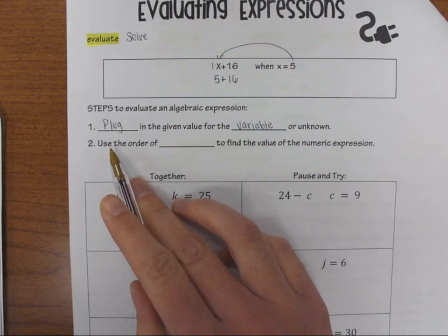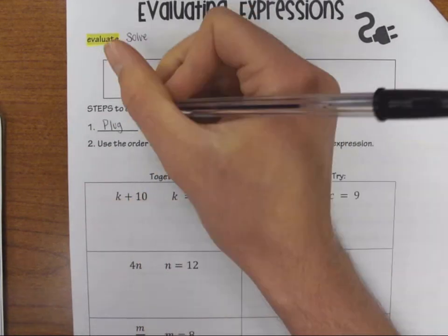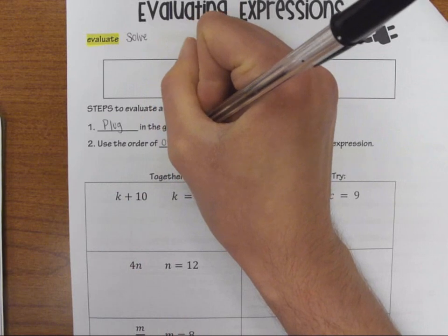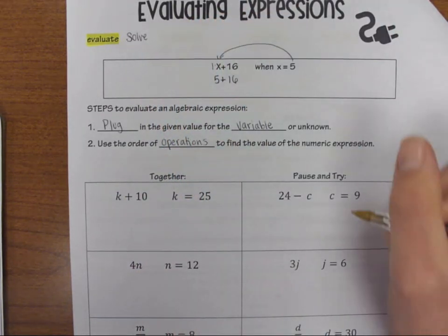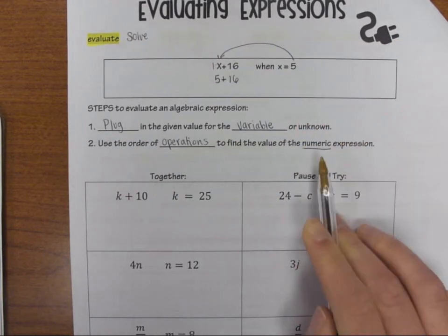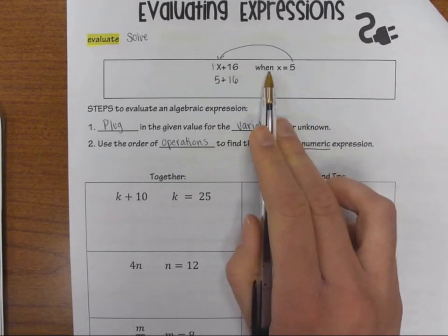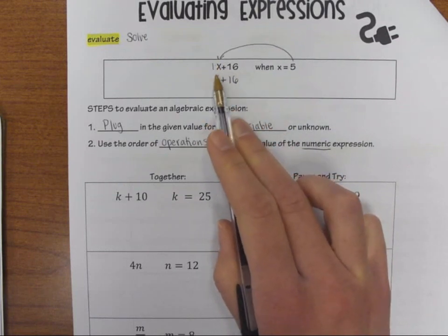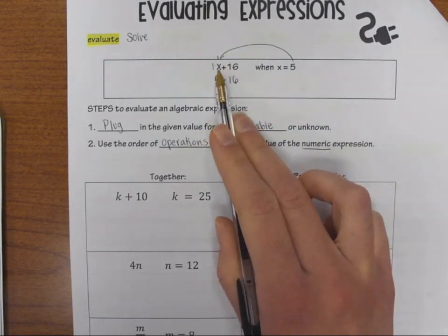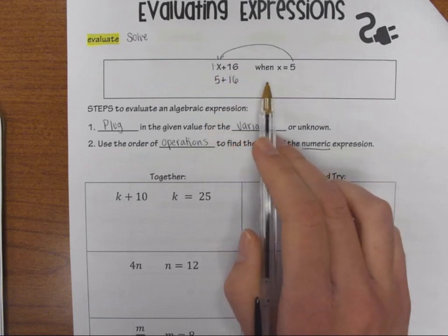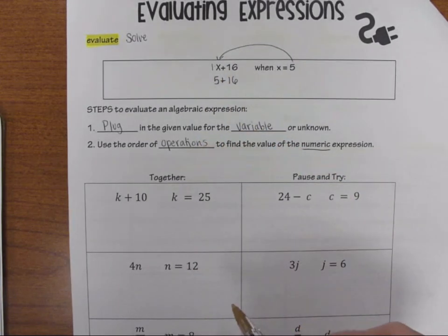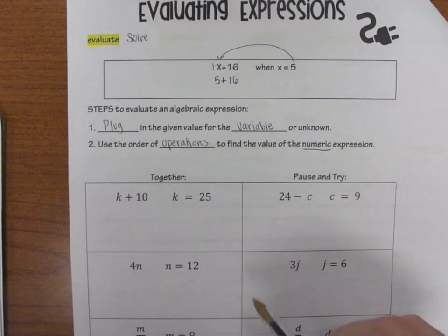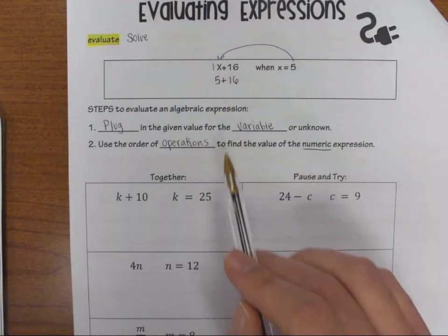Step 2 tells us to use the order of operations to find the value of the numeric expression. Do you see how when we plugged in 5 for x that this changed from being an algebraic expression, so remember algebraic means it has variables, it has letters in it, to being a numeric expression. This only has numbers in it, so now it's a numeric expression, and we know how to solve those. We did that in our last unit and the unit before that. This is pretty easy stuff.